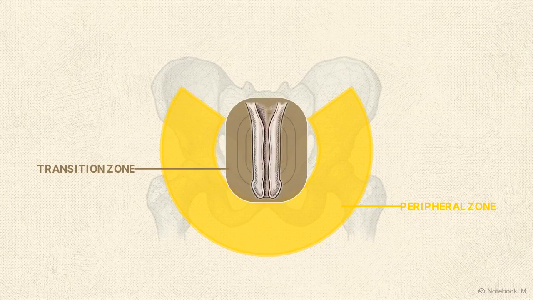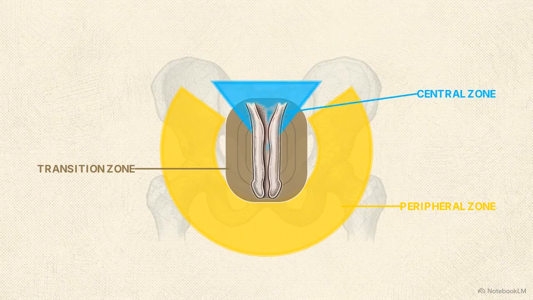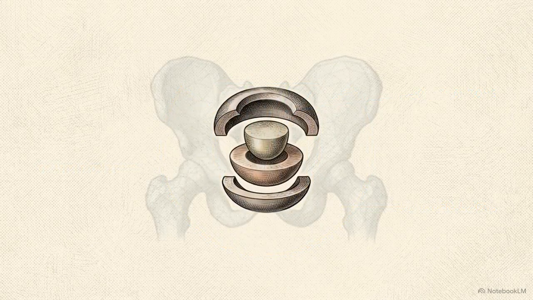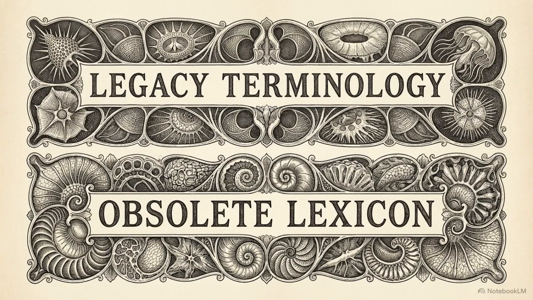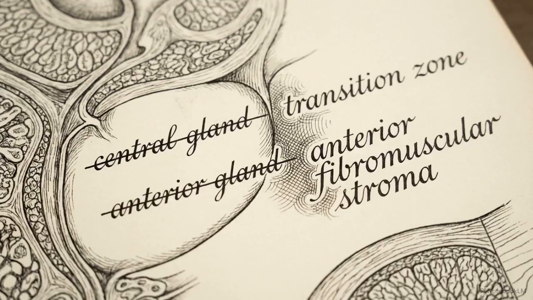At the superior base of the prostate lies the central zone. This is a specific, cone-shaped region of tissue that surrounds the ejaculatory ducts as they travel to merge with the urethra. Historically, reports often lumped these areas together, using terms like central gland or anterior gland. These legacy terms contradict modern PI-RADS scoring systems, risk misinterpretation, and should be completely avoided.